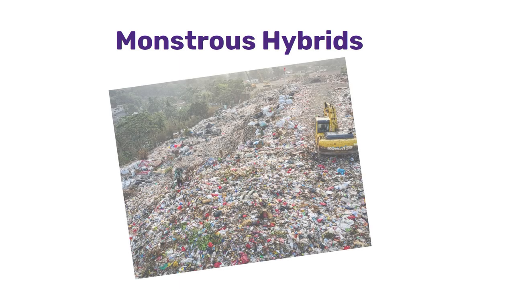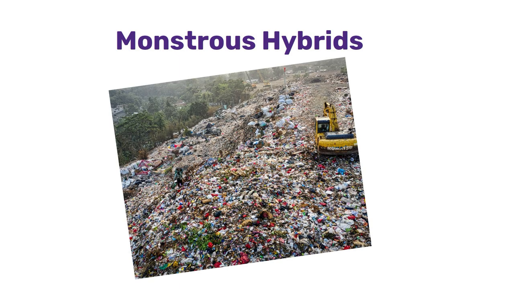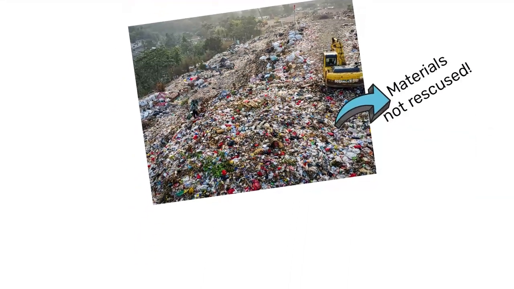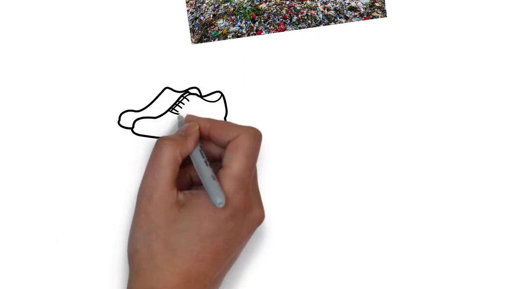Monstrous hybrids. The major problem of cradle-to-grave design was not the mountains of waste rising in landfills, but the nutrients, because they were not rescued after they were used up once. One example of a monstrous hybrid is a conventional leather shoe.